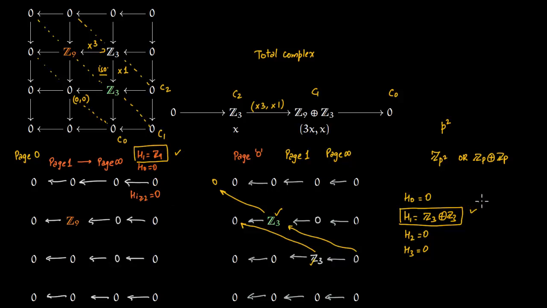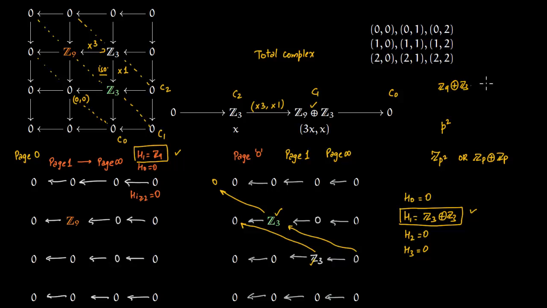So the question still remains: what is the homology of this complex? Is it Z9 or is it Z3 direct sum with Z3? For that, we will have to use the total complex and compute the quotient from here. If you actually compute the cosets, we write them like this: 00, 01, 02, 10, 11, 12, 20, 21, 22. The kernel is this entire map. So homology here is the kernel over the image, and the kernel is Z9 direct sum with Z3.